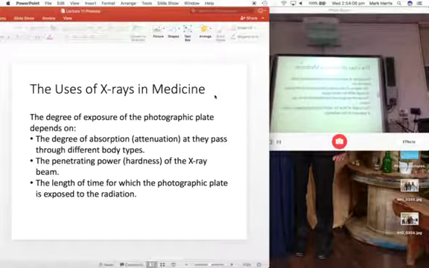The degree of exposure on a photographic plate depends on the degree of absorption. So, what it's shining through, how much it absorbs, the penetrating power, how powerful the X-rays are, and the time that it takes. We try to limit the time that it takes and limit the hardness of the X-ray depending on what we are photographing. So different X-rays have different exposures to stop you from dying.